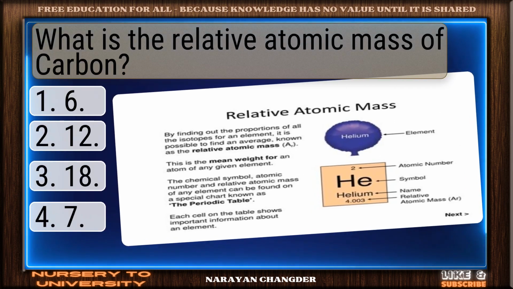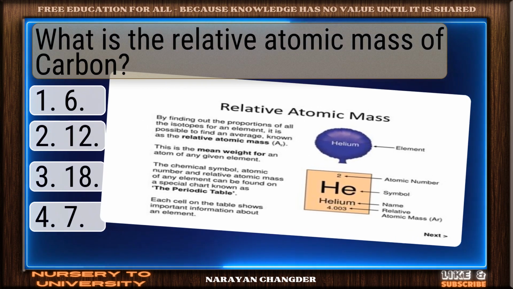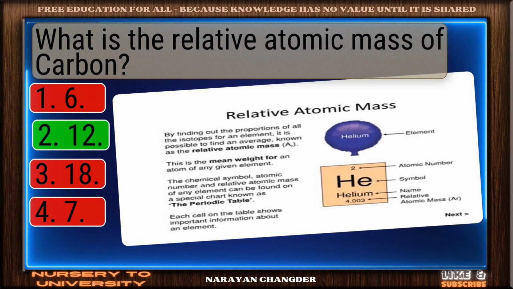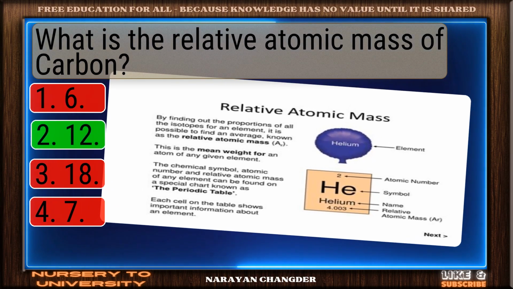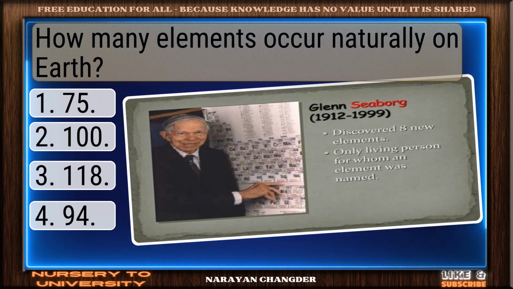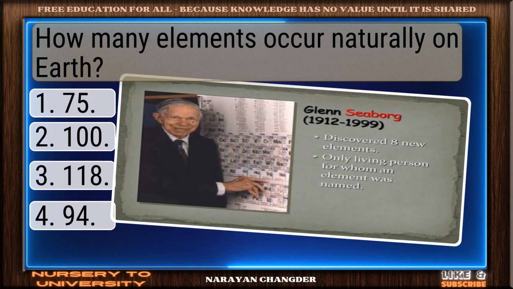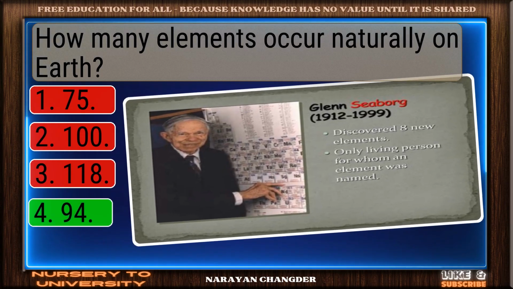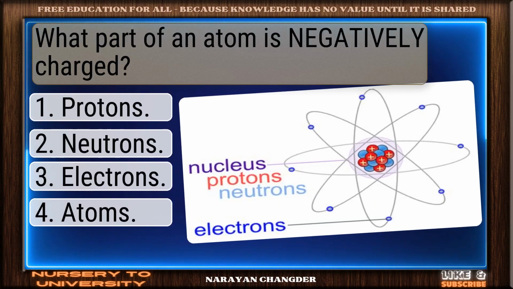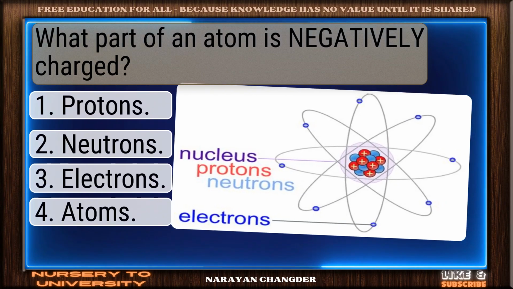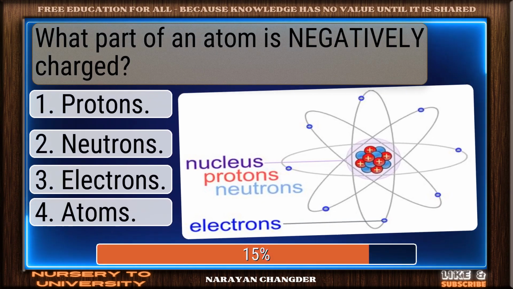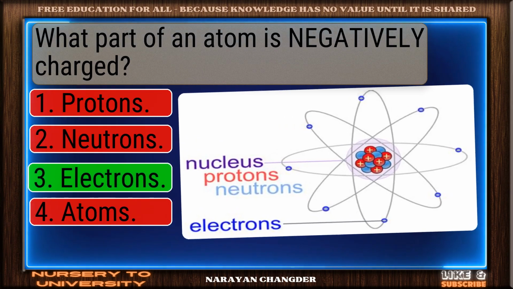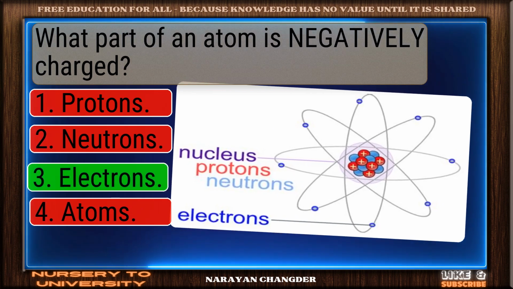Question number 170. What is the relative atomic mass of carbon? Well reasoned. 12 is the correct choice. Question number 171. How many elements occur naturally on Earth? 94 is true. Question number 172. What part of an atom is negatively charged? You chose electrons. And it is correct.